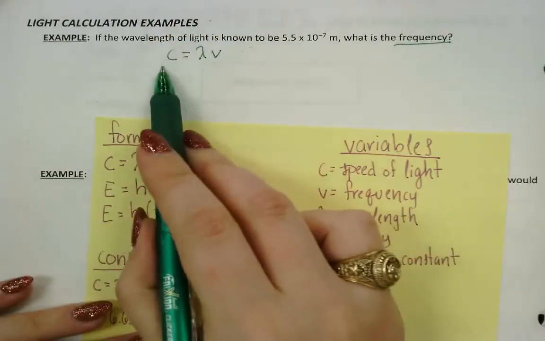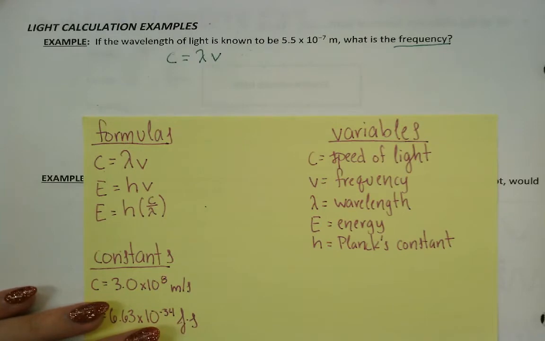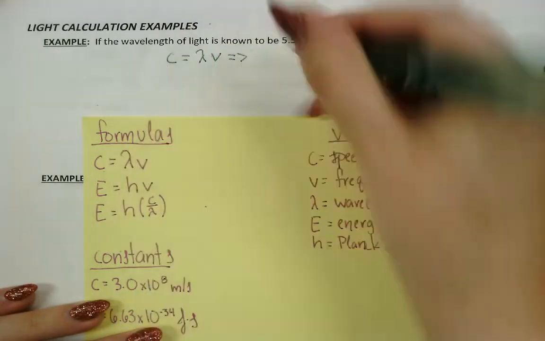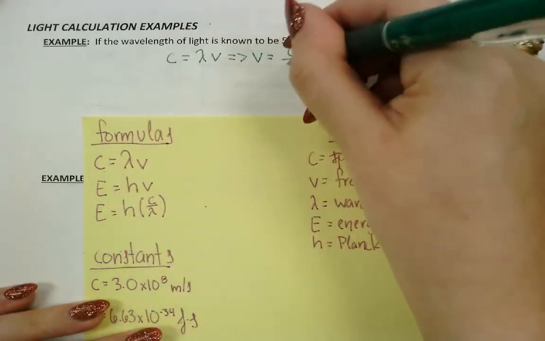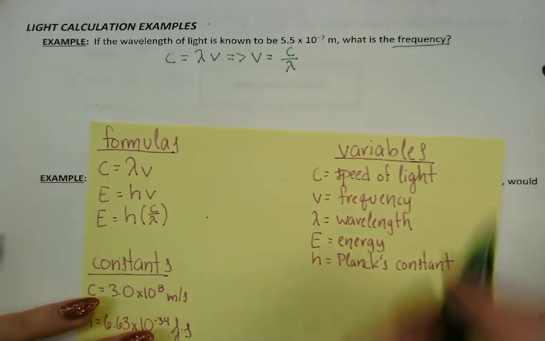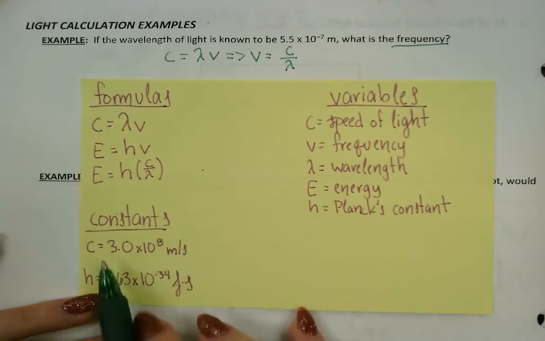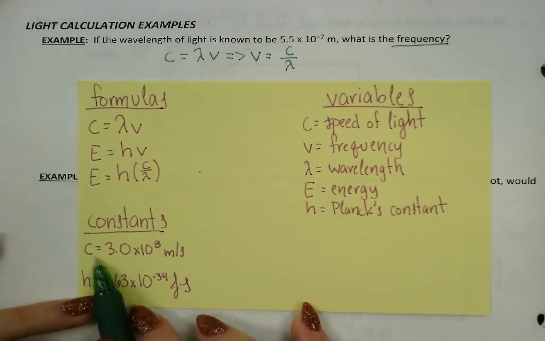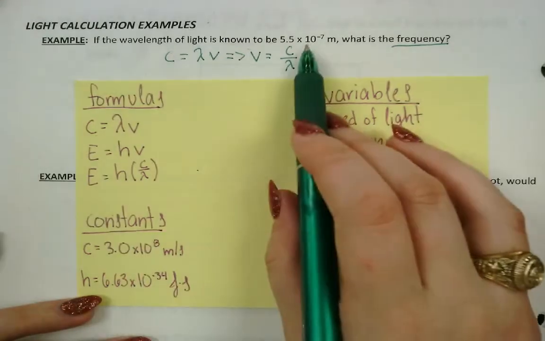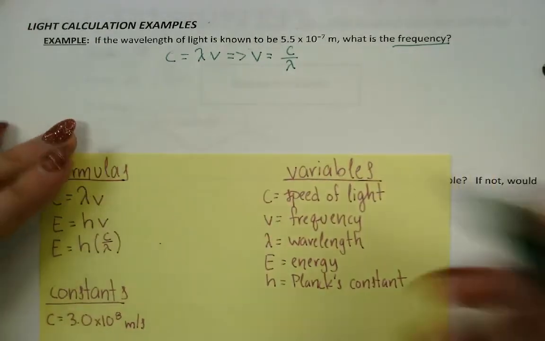So we have speed of light equals wavelength times frequency. Now we're solving for frequency, so we get frequency by itself by dividing by wavelength on both sides. We should end up with V equals C over lambda, or speed of light over wavelength. One of our constants is the speed of light, C, and that's 3.0 times 10 to the 8th meters per second. We've been given wavelength, so we have everything we need already. All we have to do now is just plug it in.